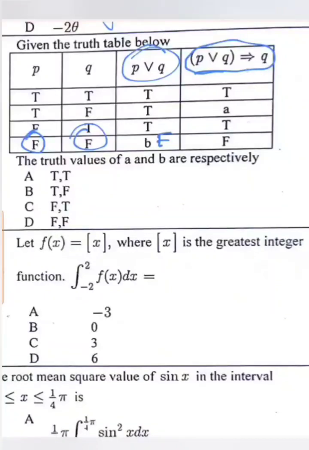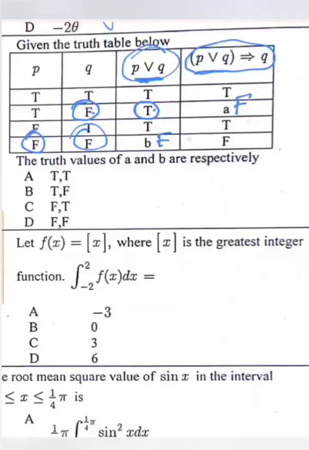It is an implication, which is P or Q implies Q. An implication would always be false if the premise is true and the consequent or the conclusion is false. In the line where A is, I have to look at the premise, which is P or Q. We see that it is true while the conclusion is false. So in that line, the premise is true and the conclusion is false. So this implies that the implication is false.